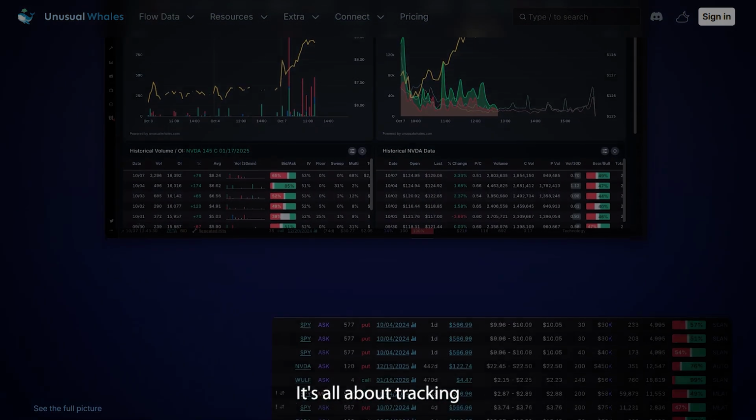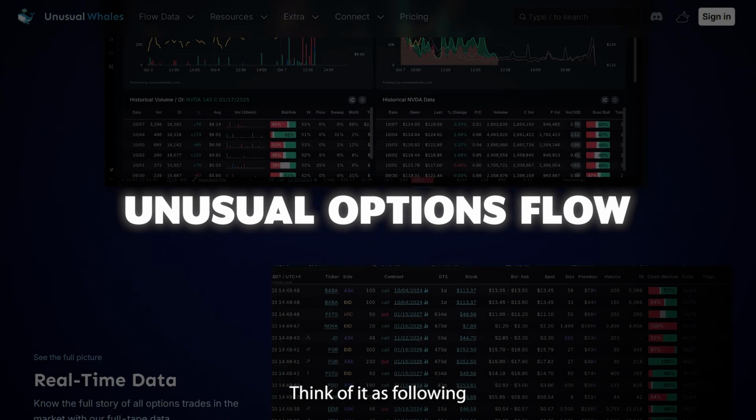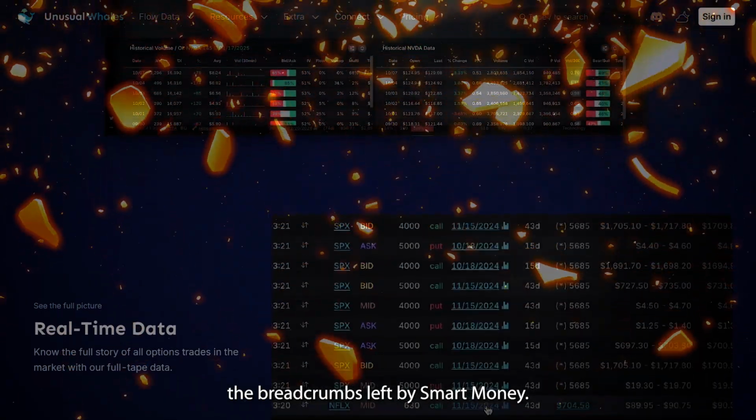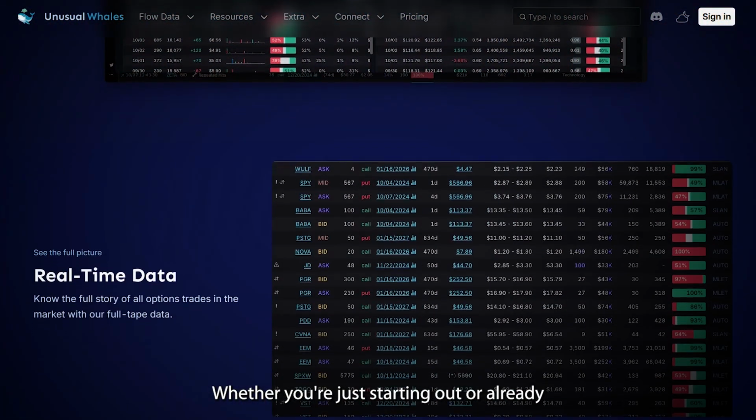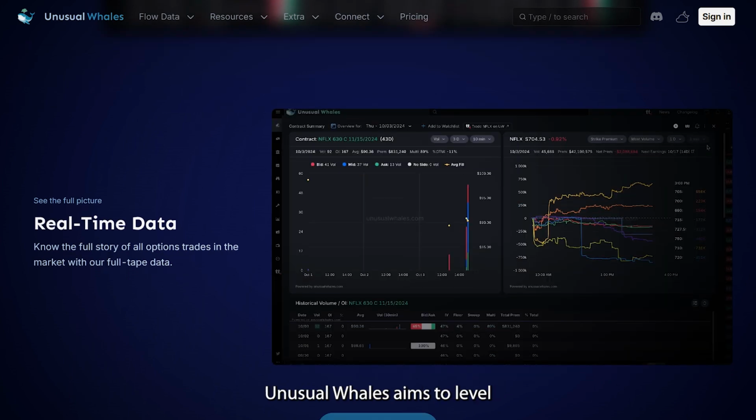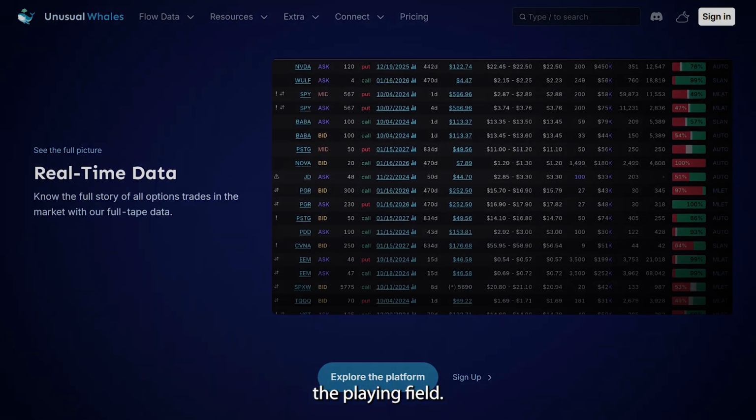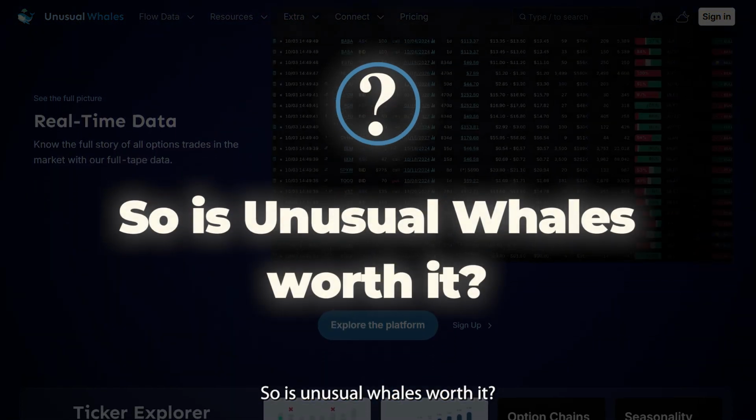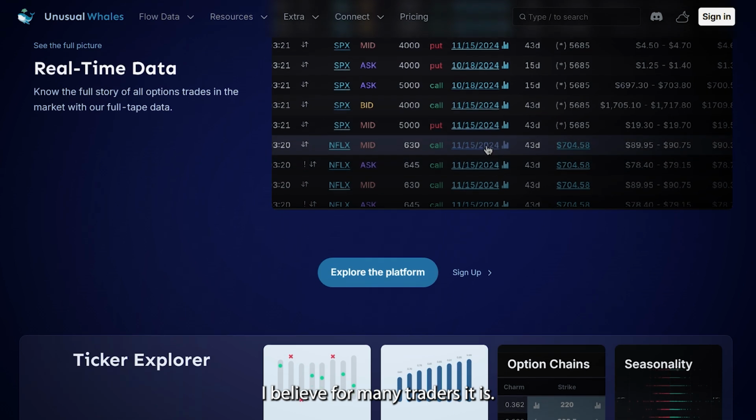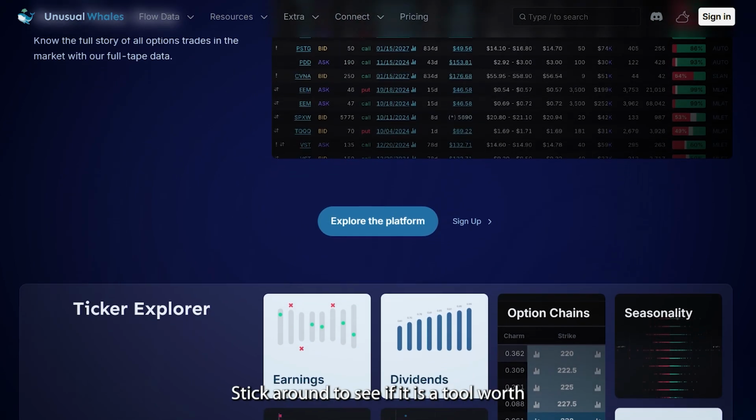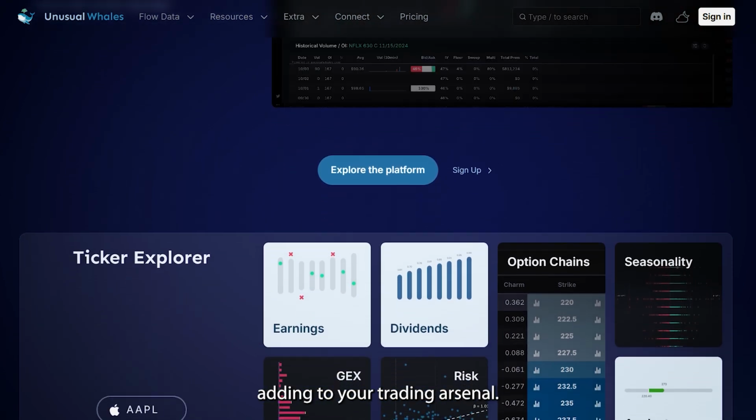It's all about tracking unusual options flow. Think of it as following the breadcrumbs left by smart money. Whether you're just starting out or already have some wins under your belt, Unusual Whales aims to level the playing field. So, is Unusual Whales worth it? I believe for many traders, it is. Stick around to see if it is a tool worth adding to your trading arsenal.